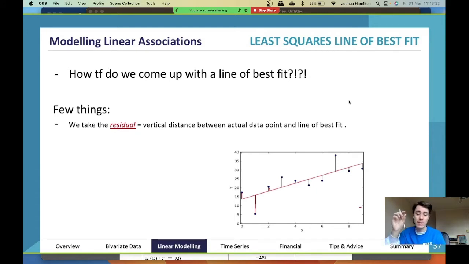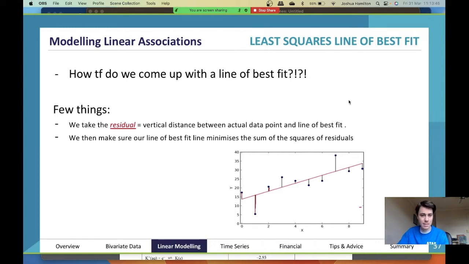So, that distance between the data point and the line is referred to as a residual. And that's really important. So it's referred to as a residual. So we then make sure that our line of best fit minimizes the sum of squares of the residuals, which is essentially just saying that the distance between the actual data point and the line of best fit for each of the points added up, it's the smallest number we can get. And that's what a least squares line of best fit means.